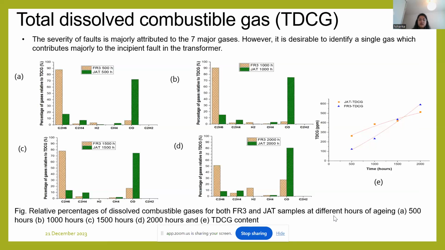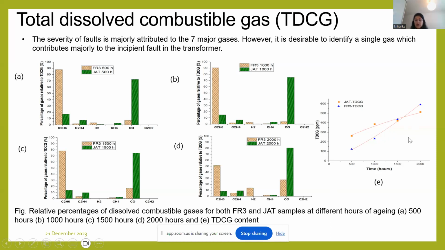Another additional part when we're doing the dissolved gas analysis can be the total dissolved combustible gases. Here we consider the concentration of all the gases which are combustible. CO2 is not combustible, so it's not considered here. The addition of all the gases is considered, and we have plotted it in a graph. The blue dots show that the total combustible gases produced after 2000 hours seem to be higher in FR3 than in the case of Jatropha.